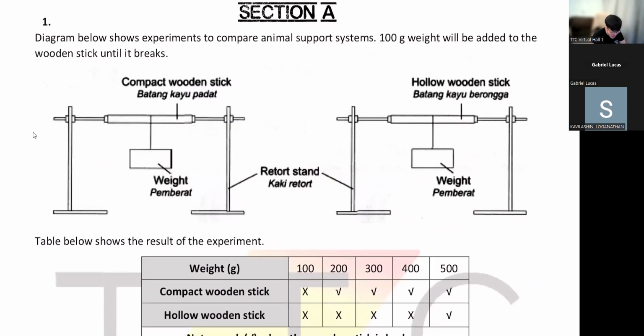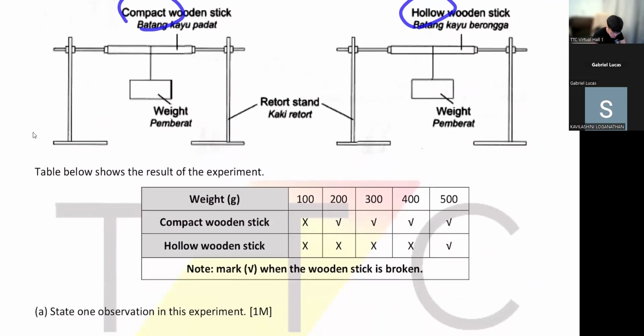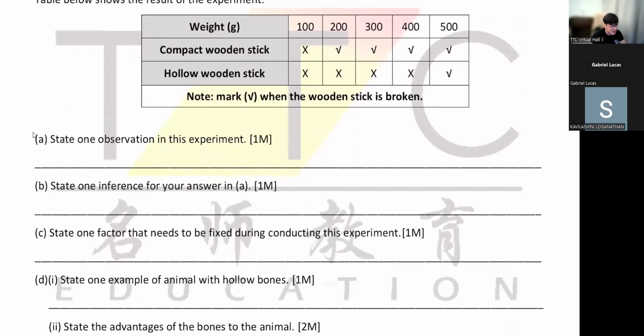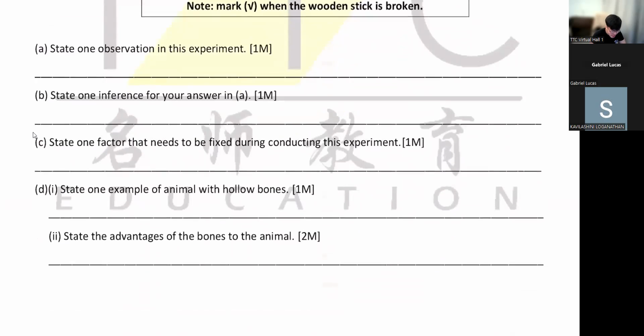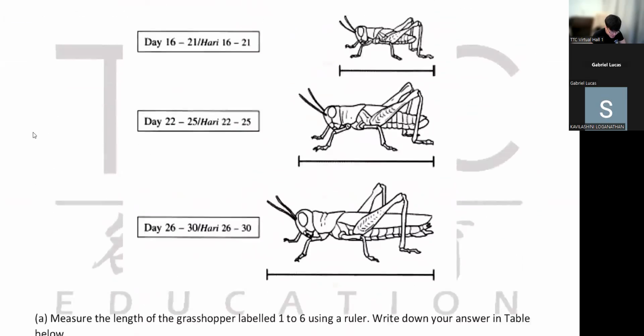This is a compact stick. This is a hollow stick. So you see, hollow can stand up to 500 grams, whereas compact, at 100 grams, it will break already. Usually hollow bones or hollow sticks are stronger than compact sticks. This is why our bone is hollow. So what I'm trying to say here is hollow is stronger. This is just a very simple experiment.